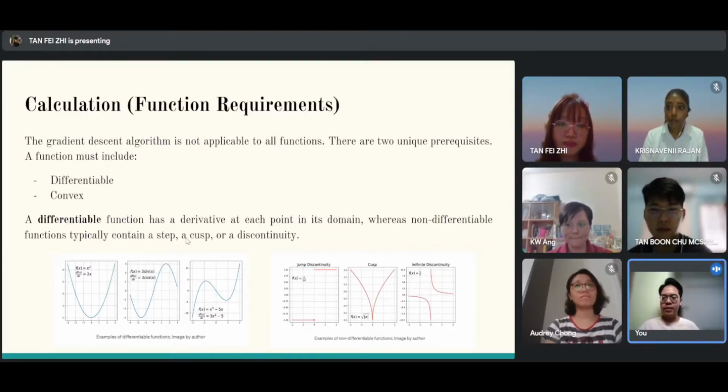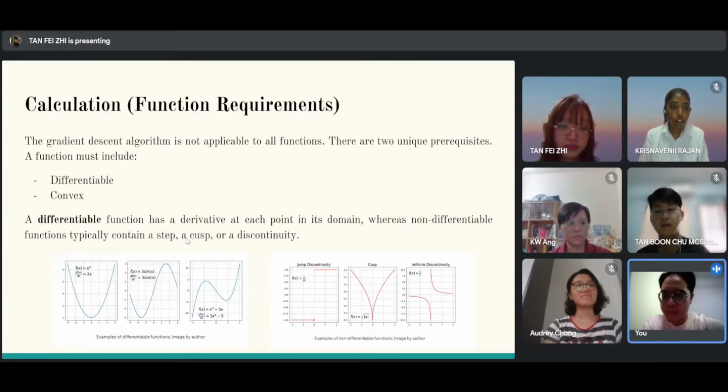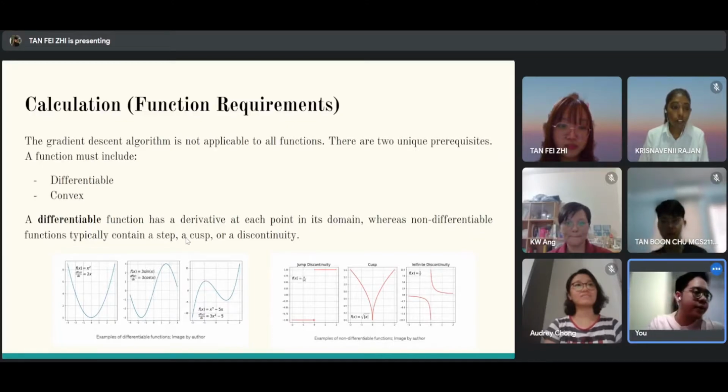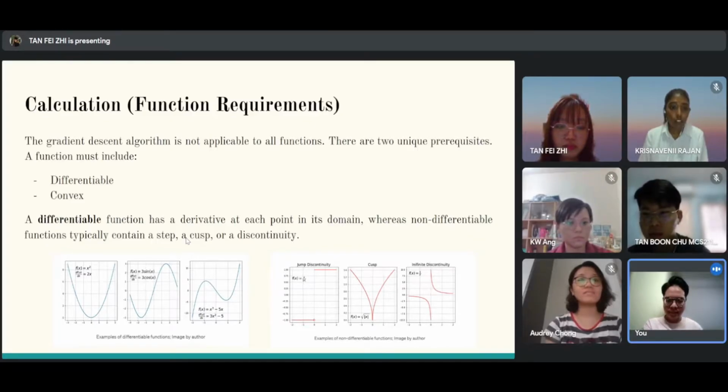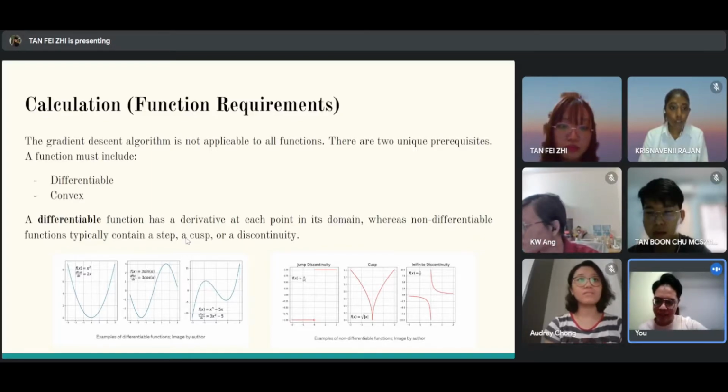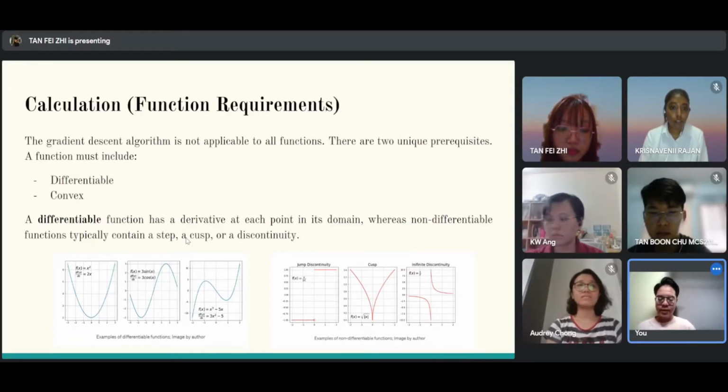Okay, I'm Ikhwan and I'm going to explain the calculation and the function requirements. The gradient descent algorithm is not applicable to every function because there are three unique prerequisites. A function must be differentiable and convex. A differentiable function has a derivative at each point in its domain, whereas a non-differentiable function typically contains a step, a curve, or a discontinuity. We can observe in the diagram an example of a differentiable function and a non-differentiable function.